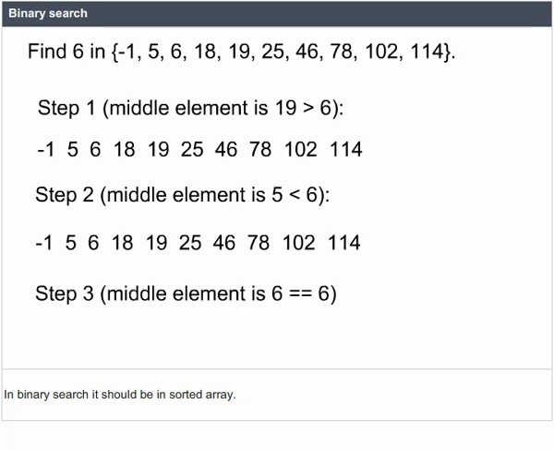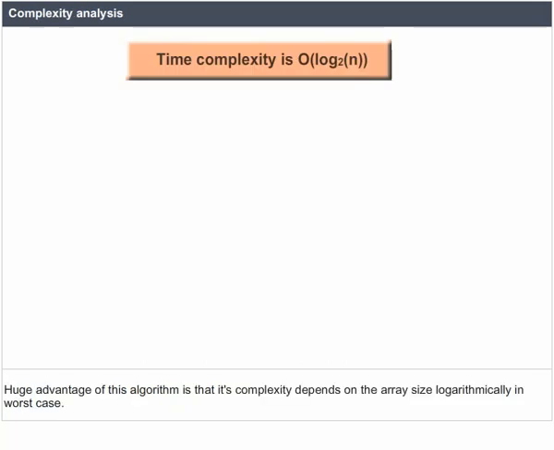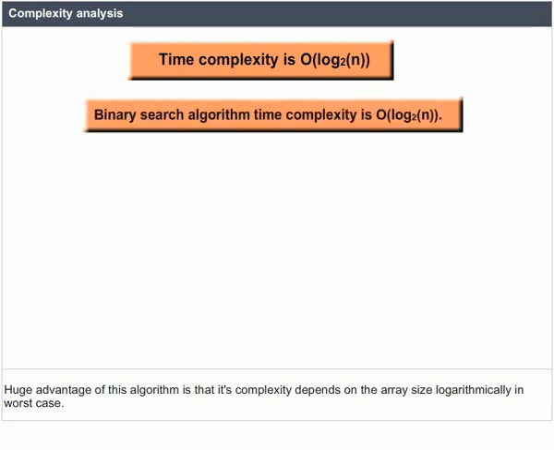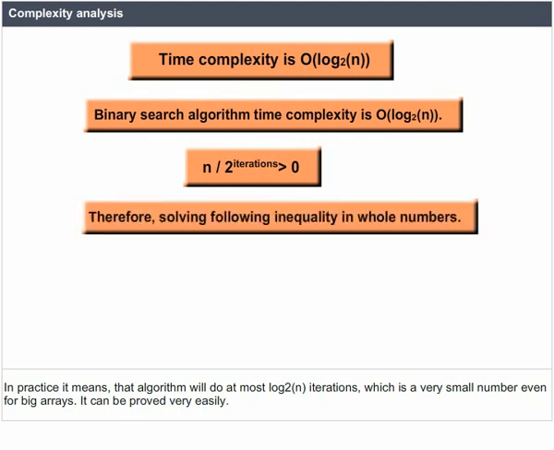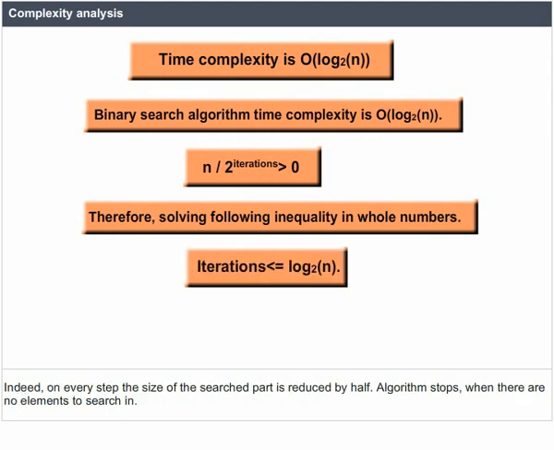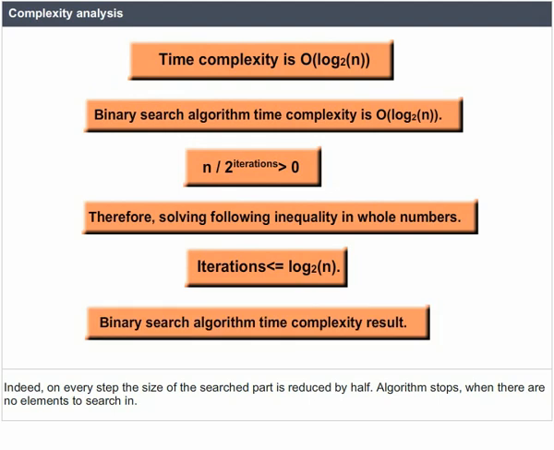Our example taken is sorted array. Huge advantage of this algorithm is that its complexity depends on the array size logarithmically in worst case. In practice, it means that algorithm will do at most log 2 of n iterations, which is a very small number even for big arrays. It can be proved very easily. Indeed, on every step, the size of the search part is reduced by half. Algorithm stops when there are no elements to search in.